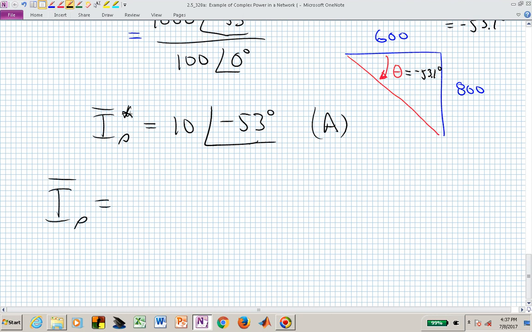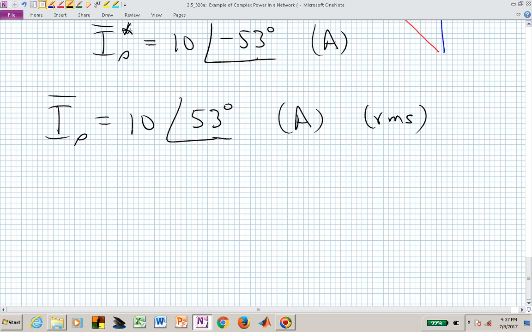We can now find the actual current in our system. It's the conjugate of minus 53, which we can find by simply changing the sign of minus 53 to give us plus 53. That's an RMS magnitude of 10 at an angle of 53 degrees, and that's in amps. And remember what our voltage was. Our voltage was 100 at 0 degrees.